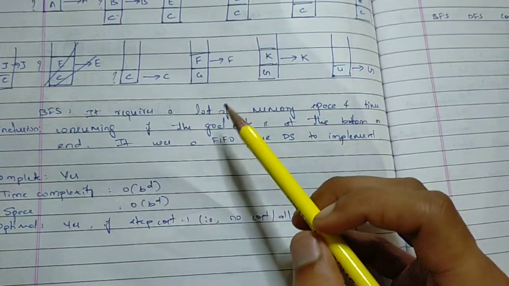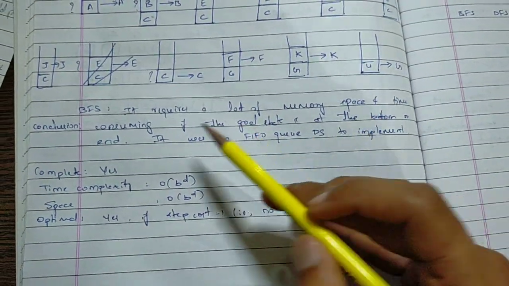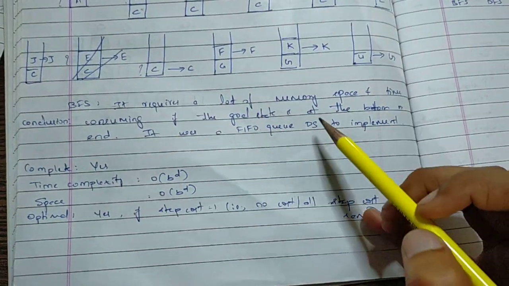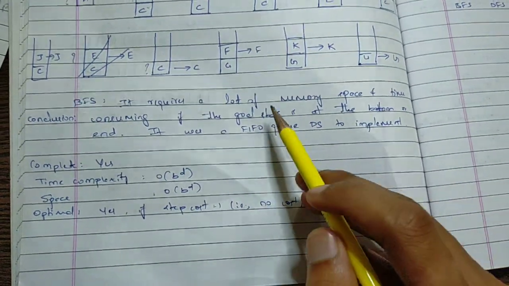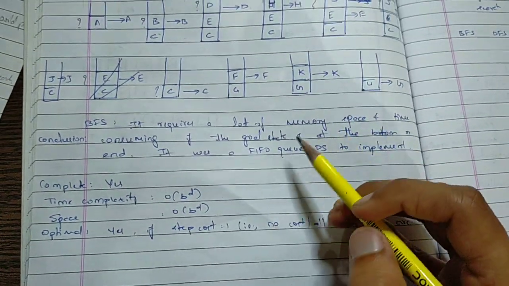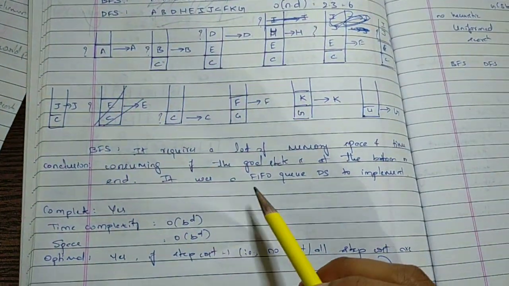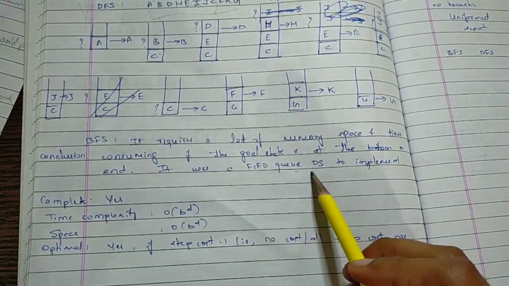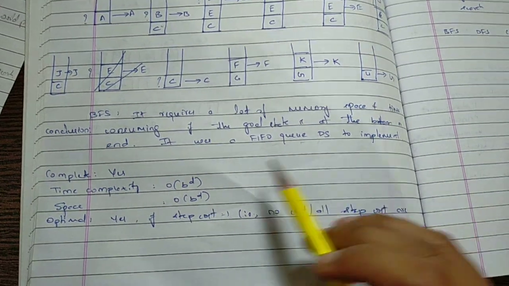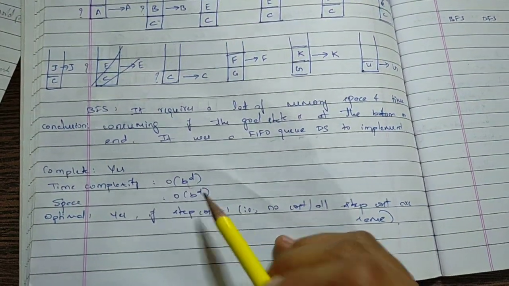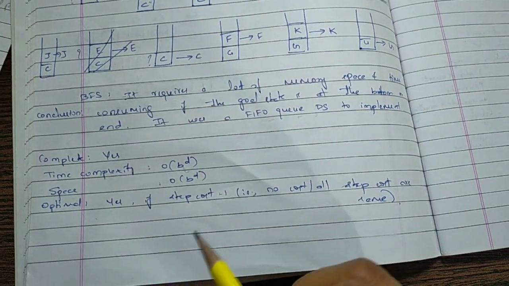So BFS requires a lot of memory space and is time consuming if the goal state is at the bottom end. It uses a first in first out queue mechanism to implement it. So the time complexity, as you know, is b to the power of d. It's optimal. Yes, it is optimal.